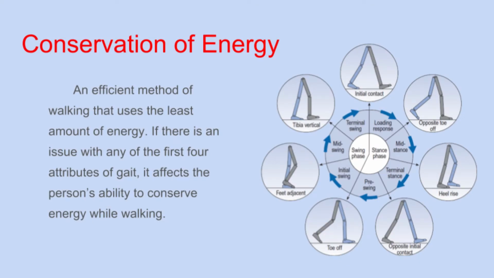Finally, conservation of energy. An efficient method of walking that uses the least amount of energy. If there is an issue with any of the first 4 attributes of gait, it affects the person's ability to conserve energy while walking.